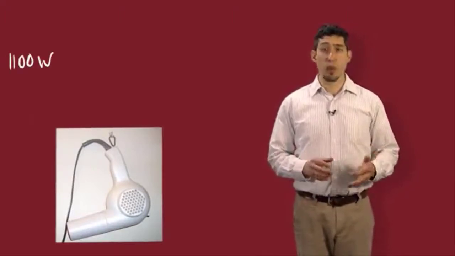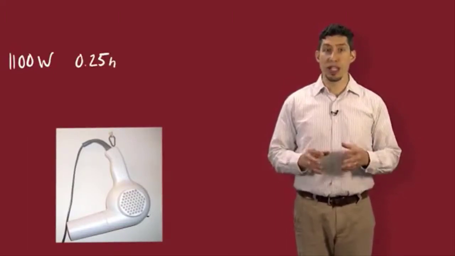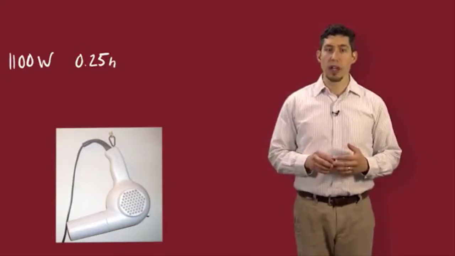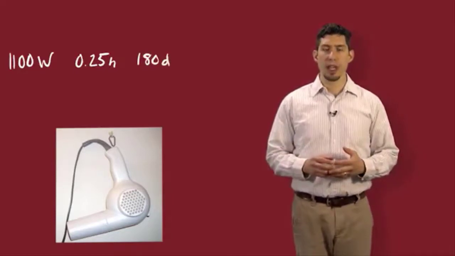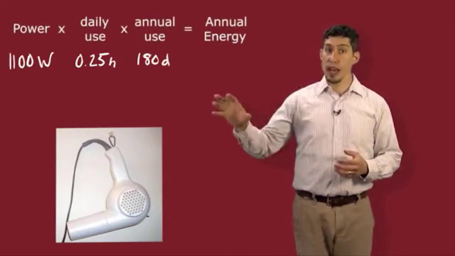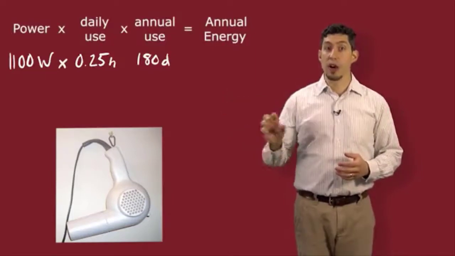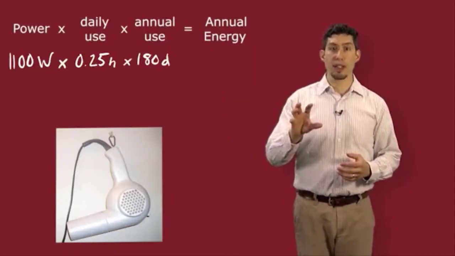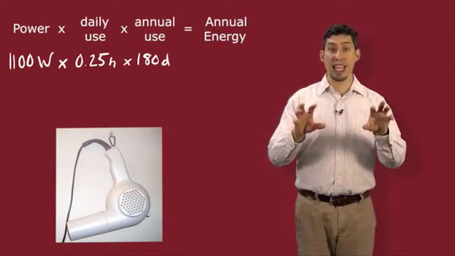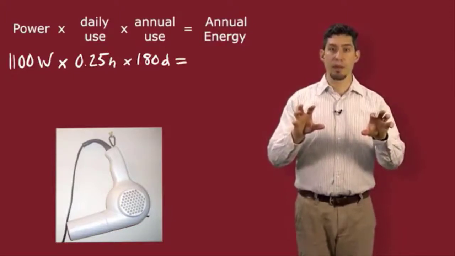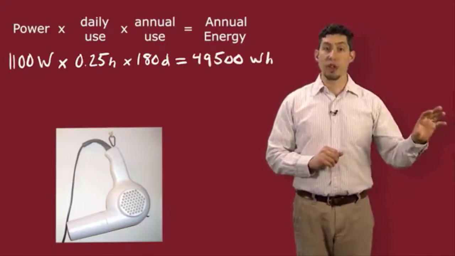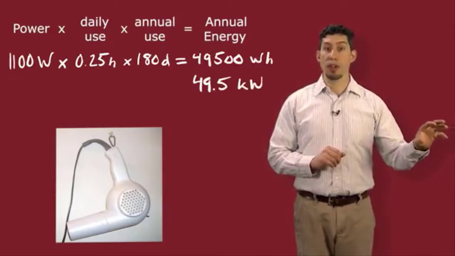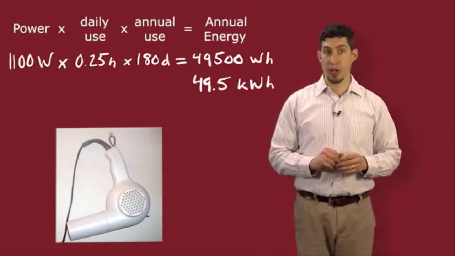Well, let's assume it's on for 15 minutes per day or 1/4 of an hour, and using that 1,100 watts. One might use that same hairdryer for about 180 days per year. So we can then multiply the 1,100 watts by the 1/4 of an hour, or 0.25 hours, by the 180 days that it's in use per year. That means that the hairdryer consumes 49,500 watt hours, or 49.5 kilowatt hours per year.